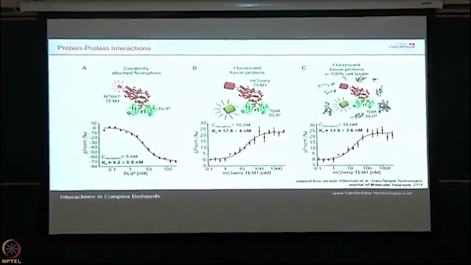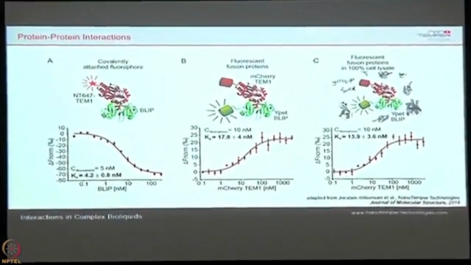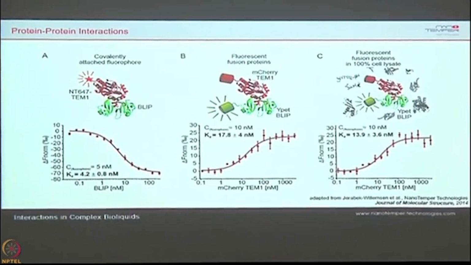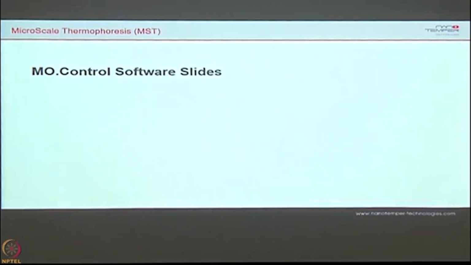So this is again just an example of how we get the data here. As I said, any one of the binding partners should be labeled. It can be A or it can be B. There is no mandate that you should label only a protein. You can label a small molecule, you can label a protein, any partner can be labeled, but the binding affinity doesn't change at all. So that is the main USP of this.